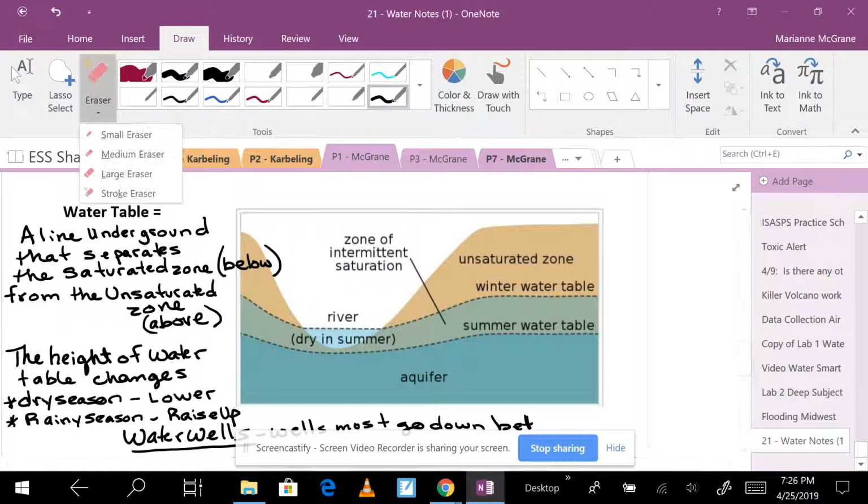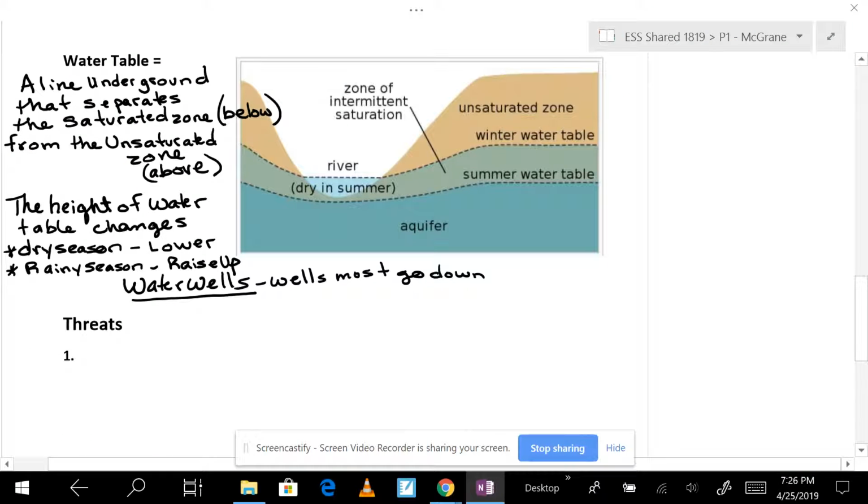Otherwise, you're not going to pull up anything, right? You're just going to have it dry. So wells must go down below the water table if you're going to have a well. Otherwise, you're not going to draw anything up.